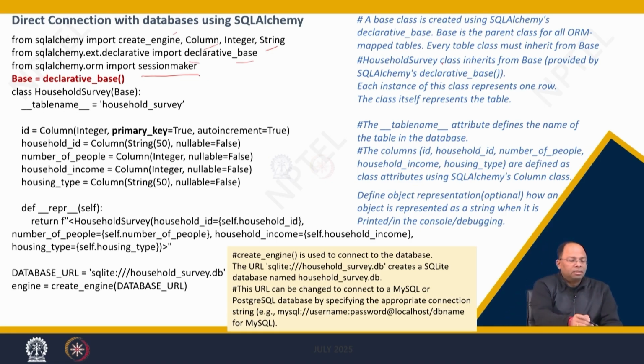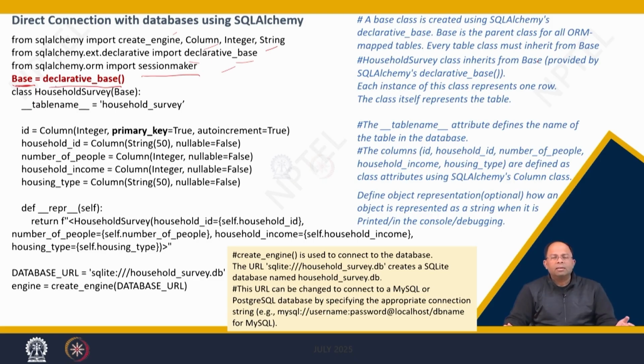That means this base that I am creating over here is declarative base. That means I am declaring this as the base based on the structure of SQLAlchemy, how it has done that. And base is the parent class for all ORM mapped tables, and every table class must inherit from base. So any tables that you create will be inheriting from this base class. We have already learned the concept of inheritance in object-oriented programming. That means all the properties, attributes and methods that are there in the base class are available for my table, right? My table is household survey.